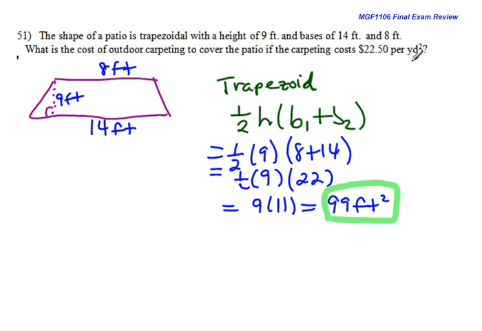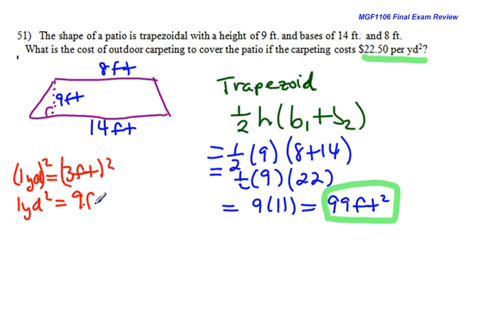At this point, we're wanting to have the cost, and this is where you need to be careful. It's per yard squared. So we have to convert our 99 feet squared. We did this already before, but just as a reminder: in 1 yard, there are 3 feet. We need to square both sides to get the right conversion factor. So 1 yard squared equals 9 feet squared. This is the conversion factor we're going to use.